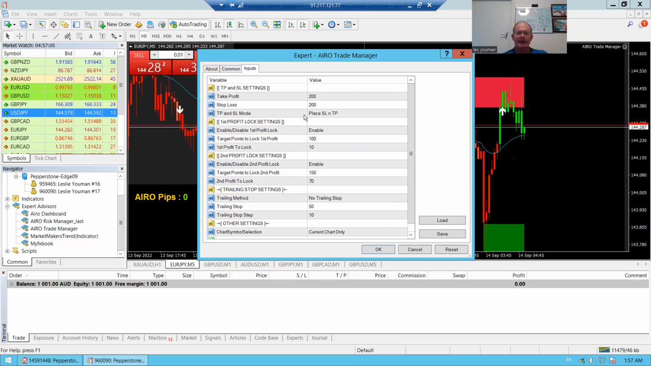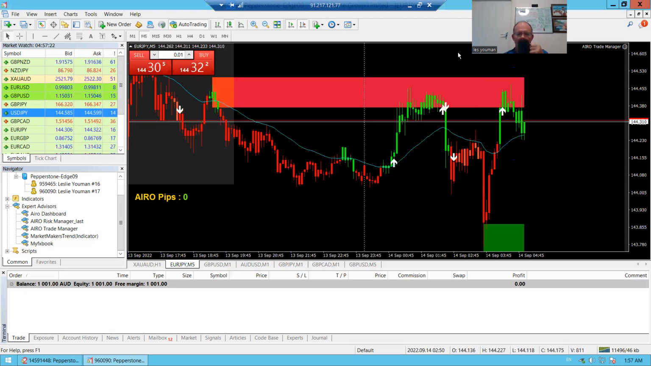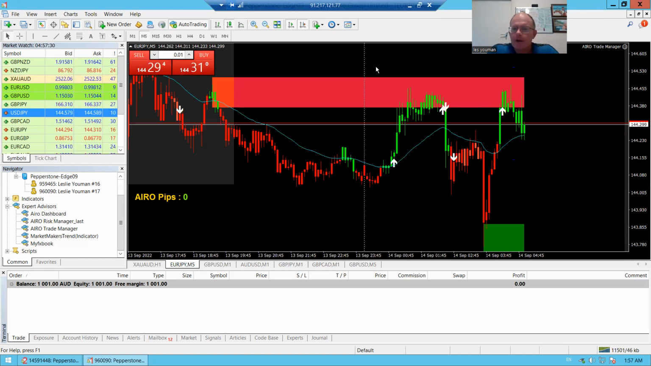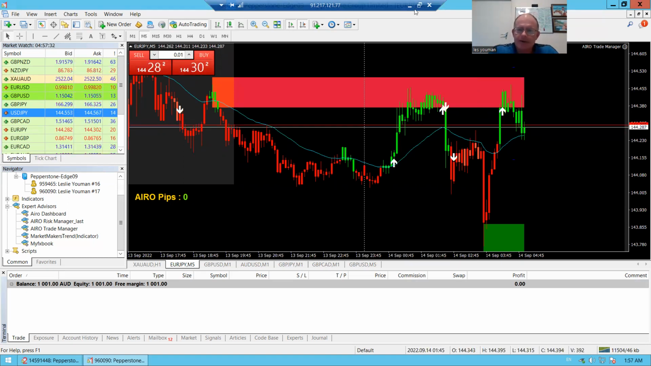because not only does it automatically place take profits and stop losses, it's got these profit locks and the option for a trailing stop loss as well, if you like. So, everything that I would like to have in a trade manager is in this one, so it's very good. I don't think there was much else I wanted to talk about as far as AIRO goes.